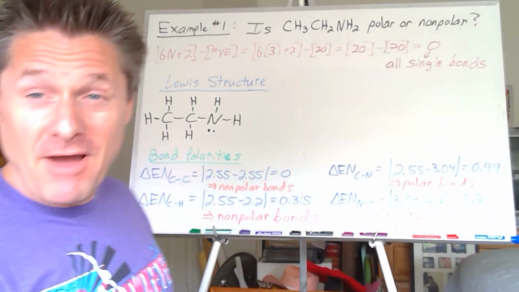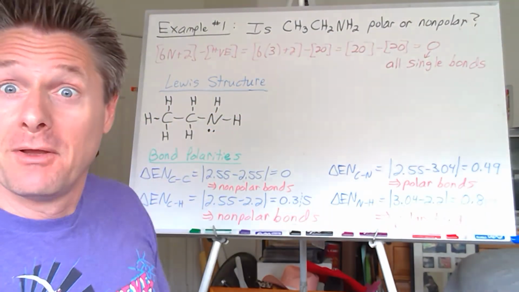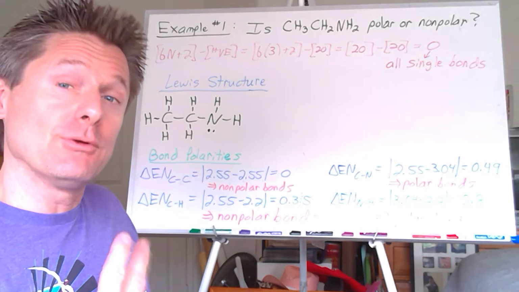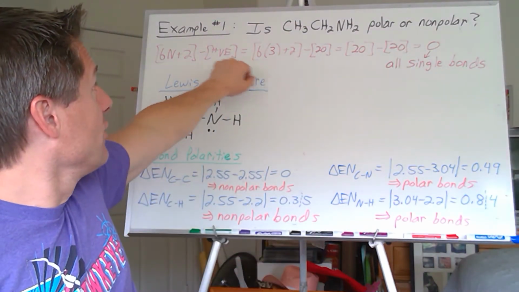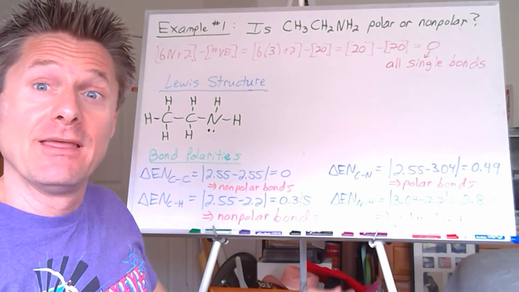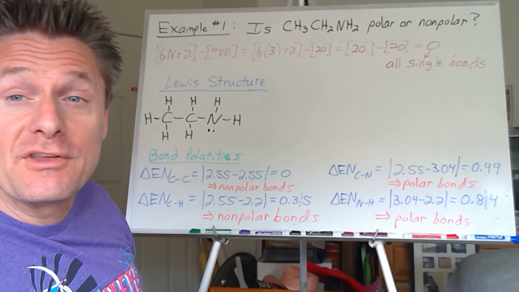This last one will be a fun one. You ready? Let's do CH3, CH2, NH2. Is that polar or nonpolar? So we got a complex molecule now, 2 or more central atoms. So if you do the 6n plus 2 minus valence electrons, it's the same as we had for the last one we did. You get 20 minus 20, 0. We got all single bonds here.